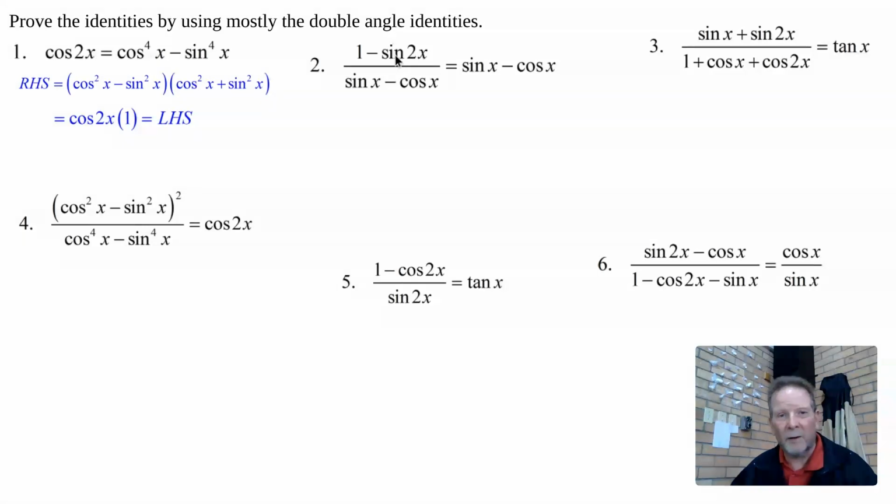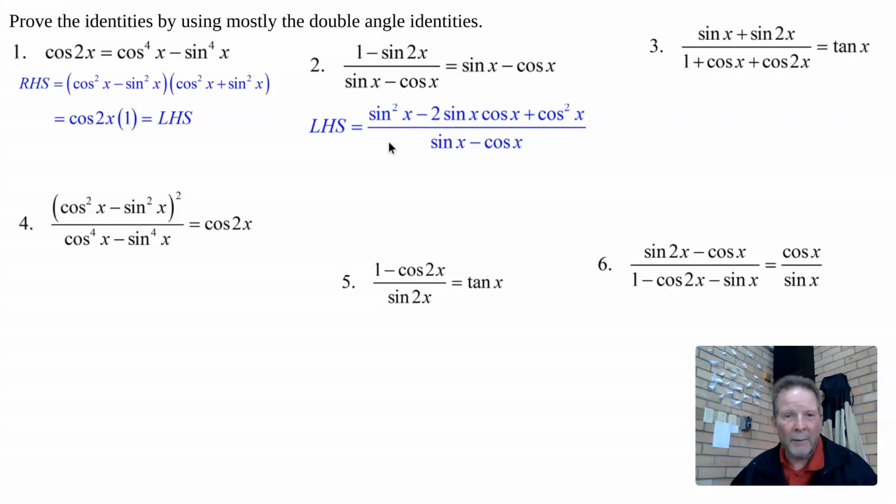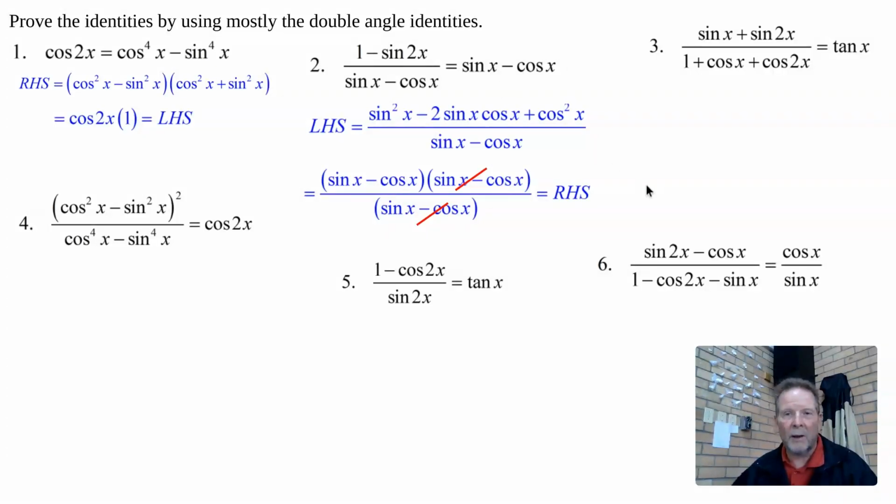This one, you're locked into this being sine 2x is 2 sine x cos x. But the only way you're going to get there is this must be 2 brackets squared up here. And this 1, the big trick is to replace it with sine squared plus cos squared. Now it's sine x minus cos x times sine x minus cos x on top. And then it cancels, and look, you get the right-hand side. So there it is, all done.